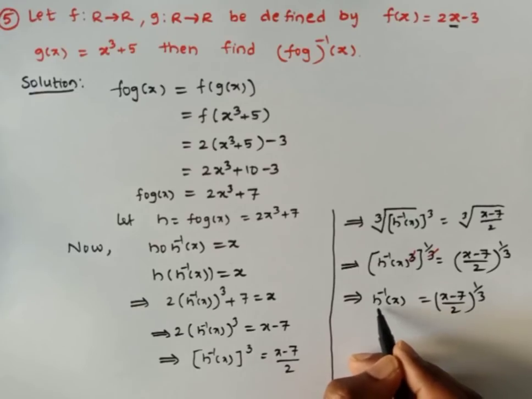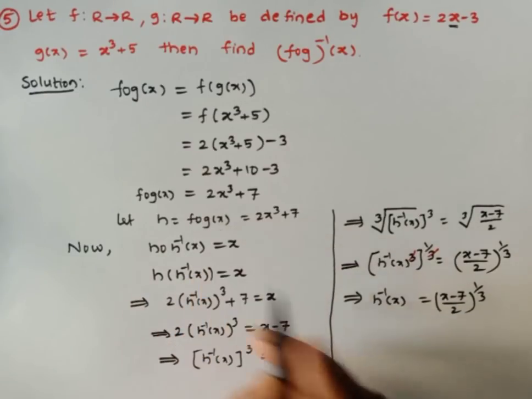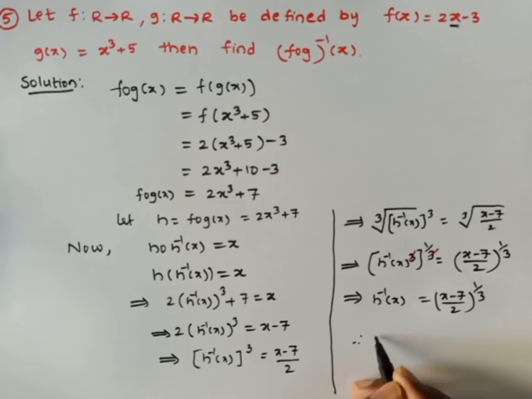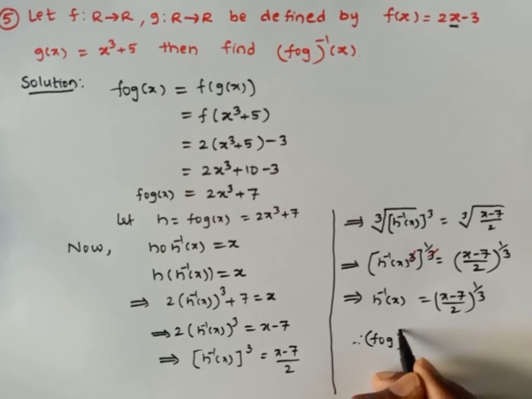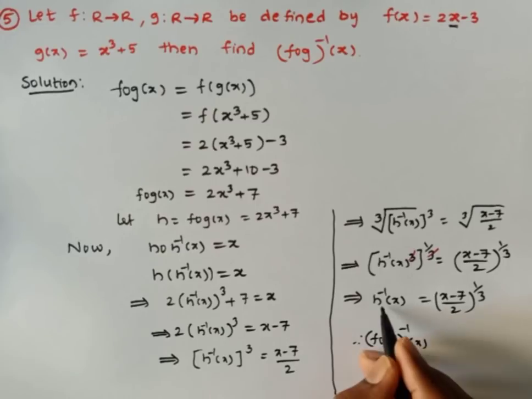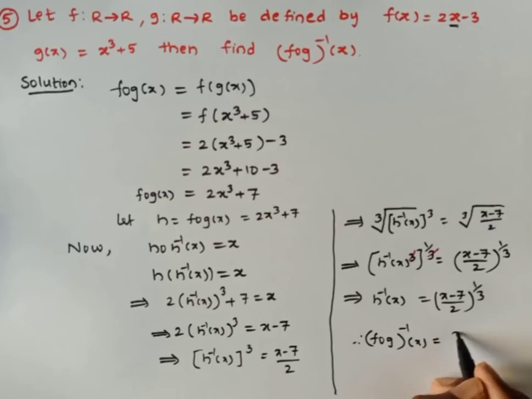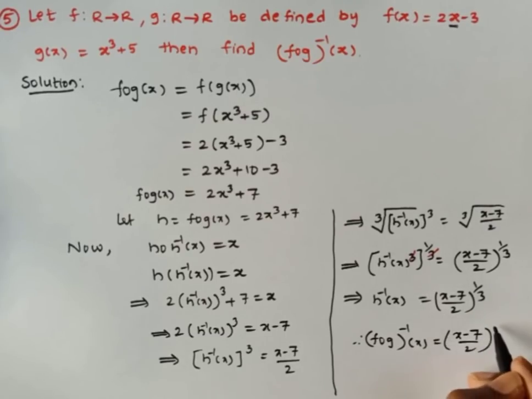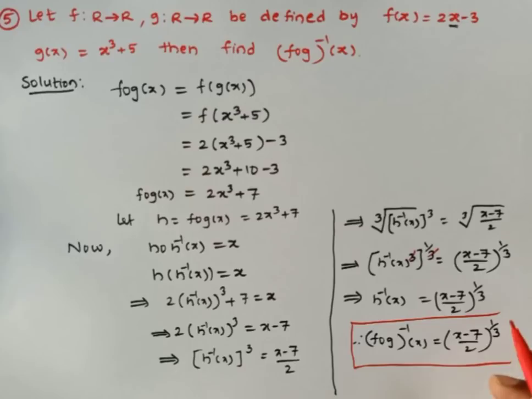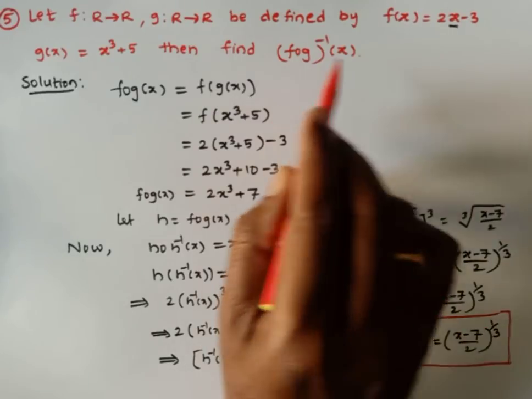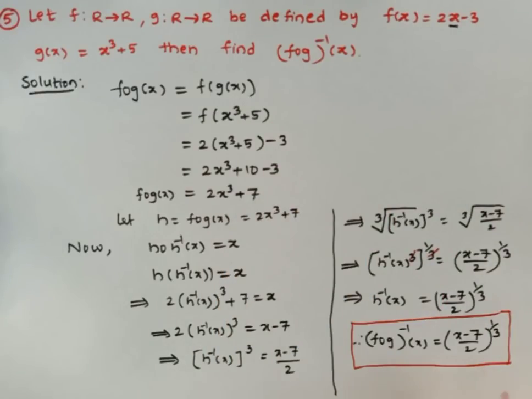And here you need to replace h also. H is nothing but f compose g. Therefore finally f compose g whole inverse of x, h means f compose g, is equal to x minus 7 by 2 whole to the power of 1 by 3. So this is the result. The inverse of f compose g, f compose g whole inverse of x, is this one.